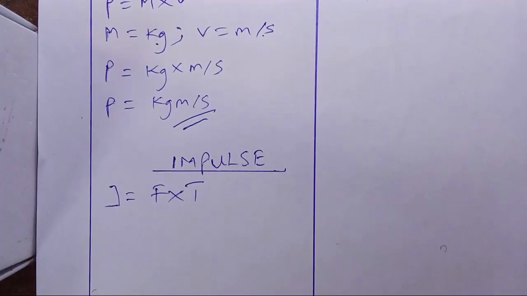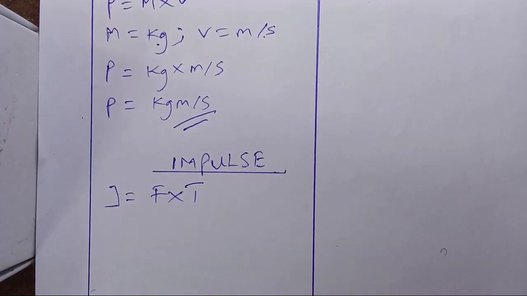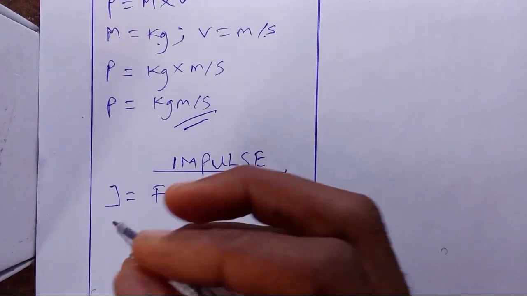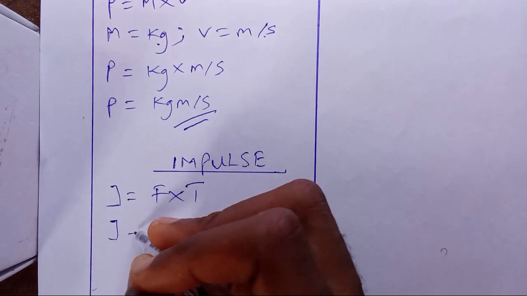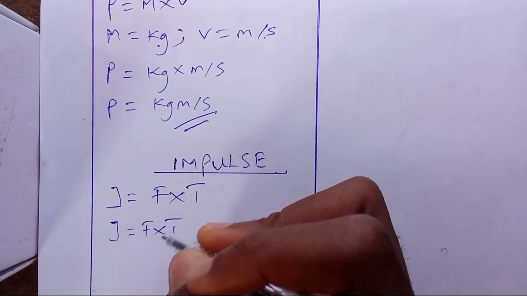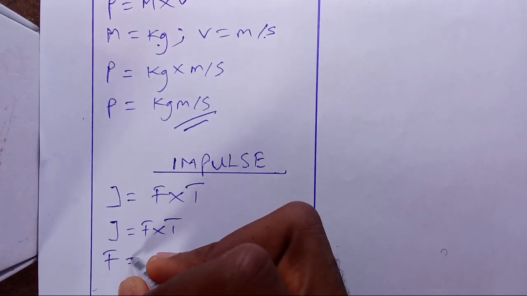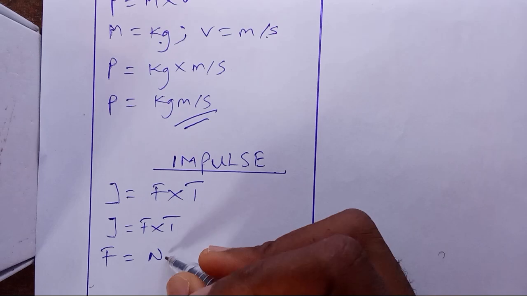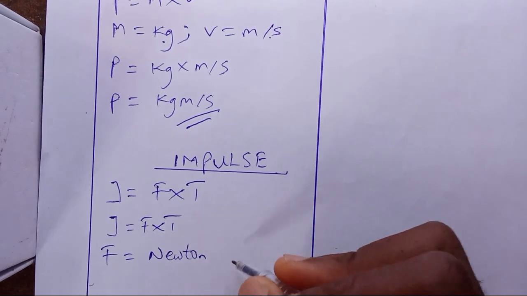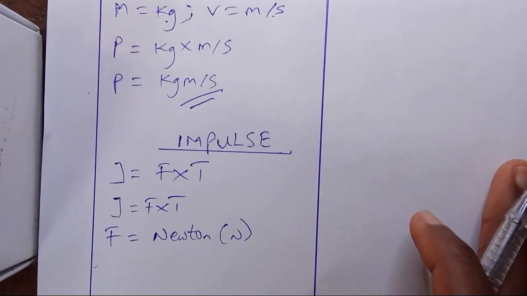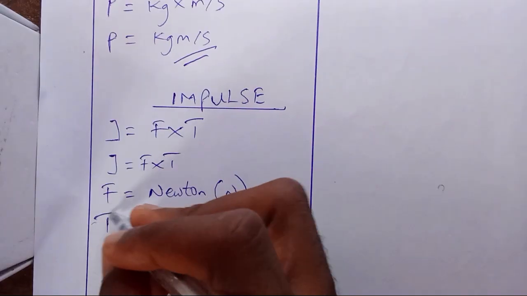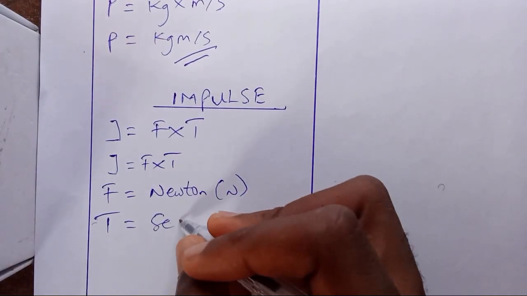Now let's get the SI unit for impulse. Just like the same way we got the SI unit for momentum earlier. So we can say impulse J is equals to F times T, right? And the SI unit for force equals to Newton, N. The SI unit for time T is equals to seconds, s.